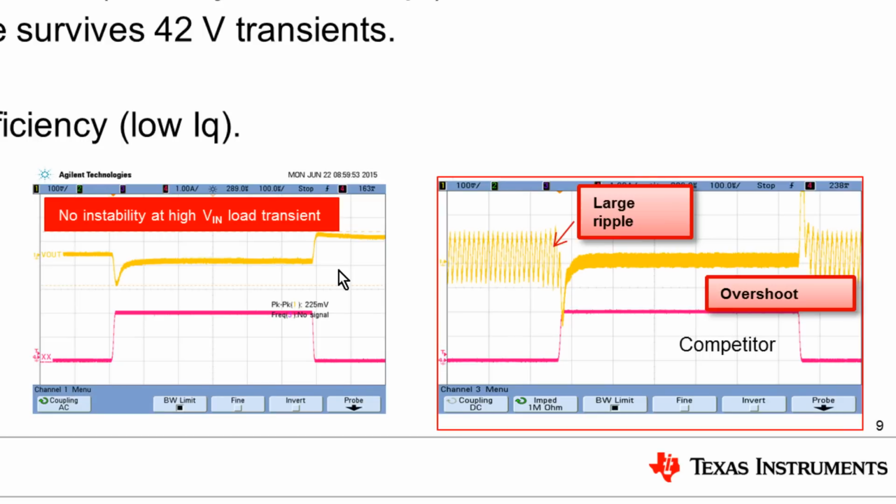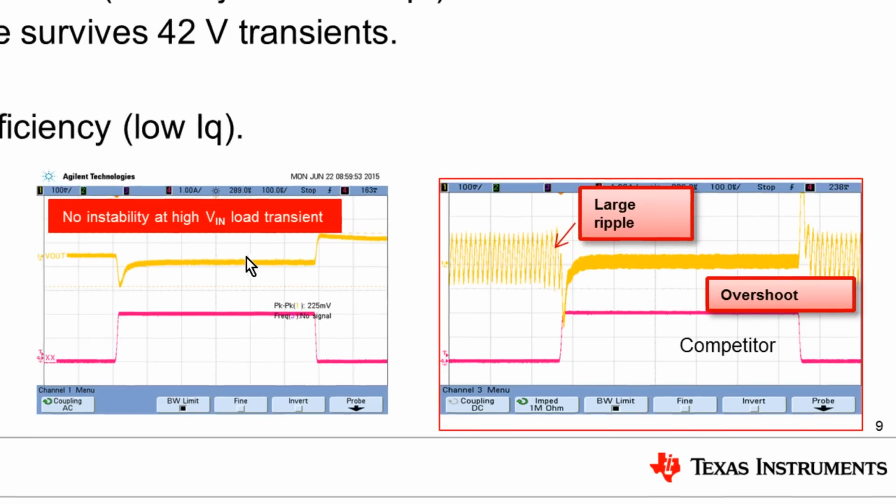Now compare this with the LM53603 load transient performance. You can see absolutely no noise here at no load, and the transient is minimal, because we have already taken care of these automotive requirements, and hence the LM53603 performs much better compared to most of the DC-DC converters available in the market.